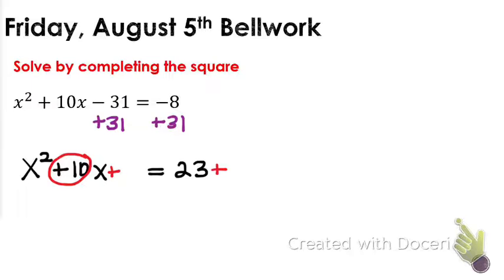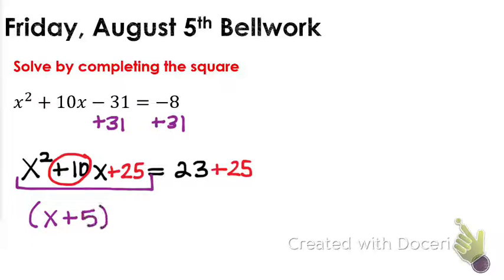So what is half of 10? And what's 5 times 5? So you need to add 25 to both sides. So when you factor this down, this is actually going to factor down to x plus 5 times x plus 5, which is x plus 5 squared. So x plus 5 squared equals, what is 23 plus 25?